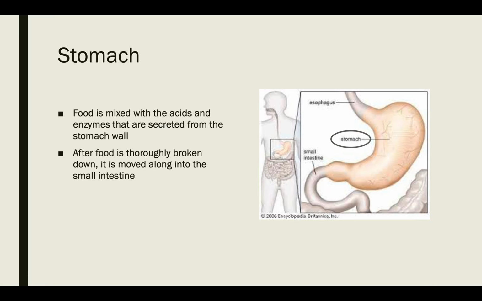Okay, moving on to the stomach. The stomach is a hollow organ that holds food while it is being mixed with acids and enzymes that are secreted from the stomach wall. After food is thoroughly broken down, it is moved along into the small intestine. So here's a picture. There's the esophagus that went into the stomach. Here's your stomach. And then down into the small intestine. So food would come into the stomach and go into the small intestine.